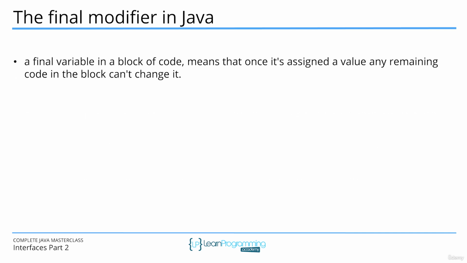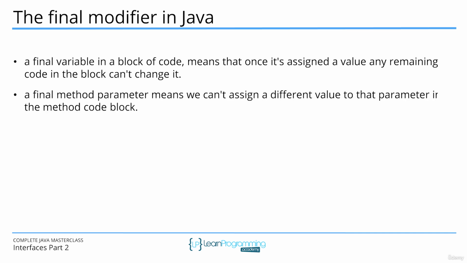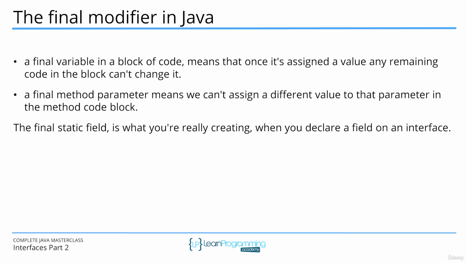A final variable in a block of code means that once it's assigned a value, any remaining code in the block can't change it. And a final method parameter means we can't assign a different value to that parameter in the method code block. I'll be covering each of these scenarios in turn, but right now I want to talk about the final static field, which is what you're really creating when you declare a field on an interface.